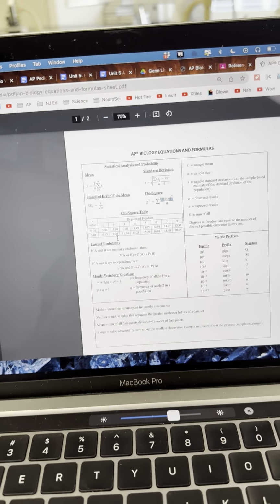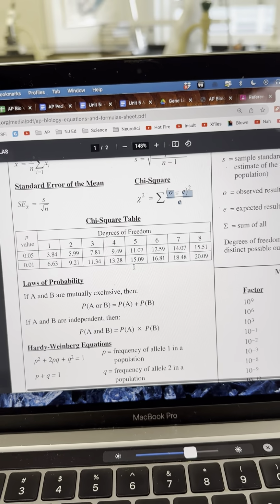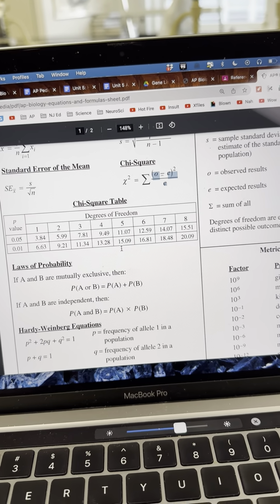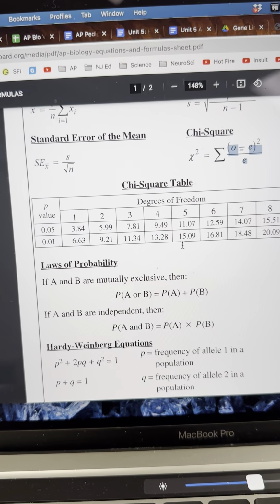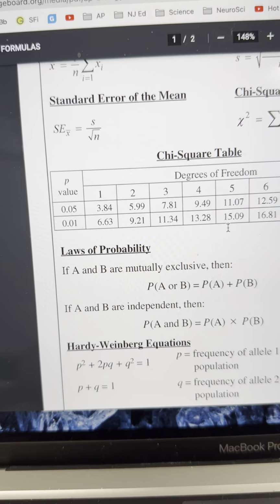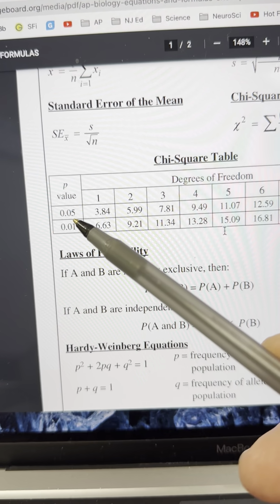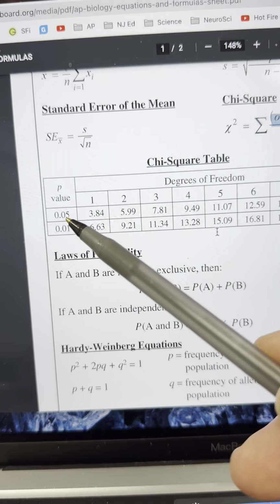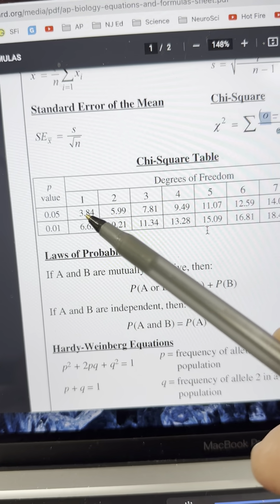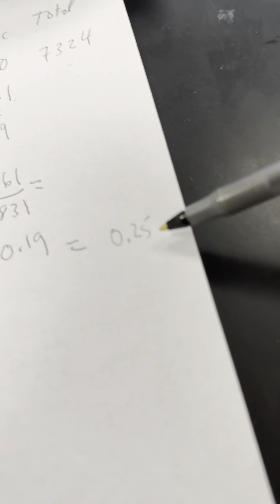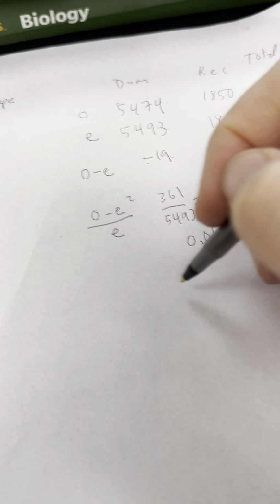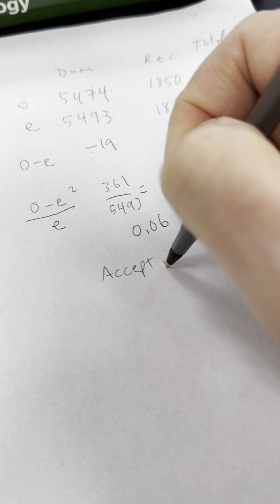The degrees of freedom of this experiment is the number of categories minus 1. So that would be a degrees of freedom of 1 for this one, because all I've got is dominant and recessive. And so that is a critical value of 3.84. You will be told to use a p-value of 0.05. This is within 95% confidence. So the critical value is 3.84. We are way under that, so we are going to accept the null hypothesis.